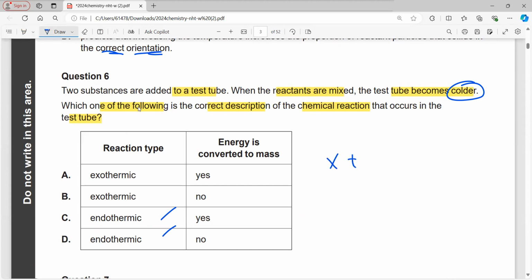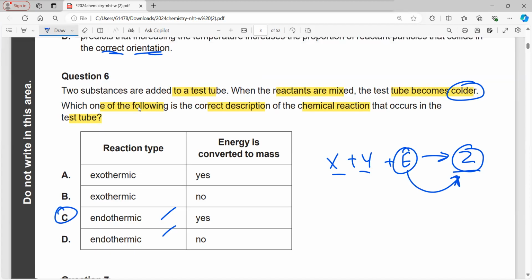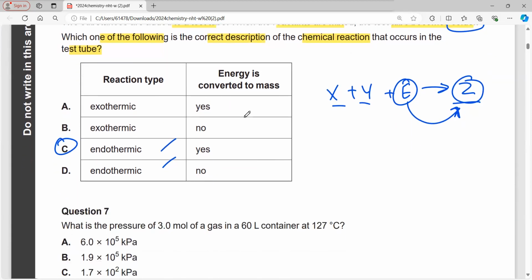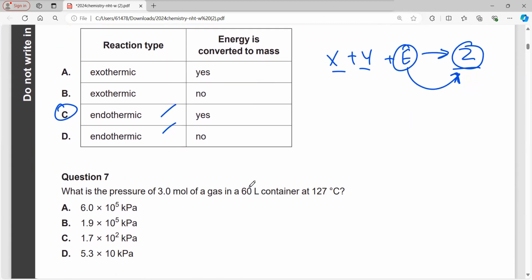So definitely endothermic. And if you imagine that these two are the substances we're adding, and we're adding energy, because it's an endothermic reaction and it's going to form Z, it means that the energy is basically being converted into mass, right? So it's endothermic, and yes, energy is being converted into mass, from my understanding.